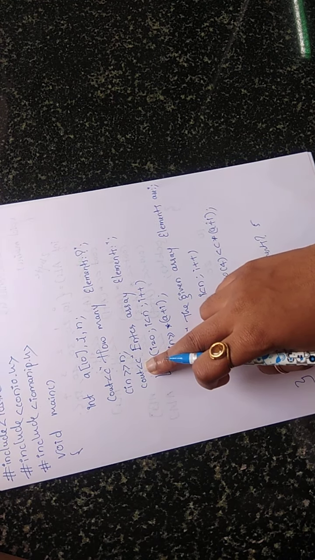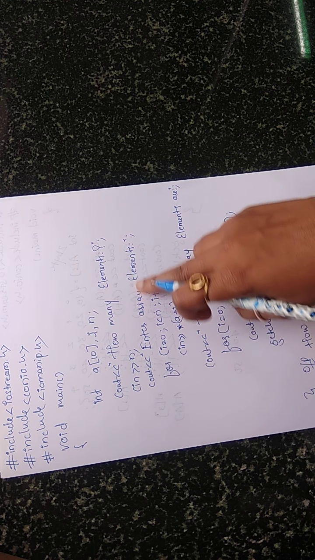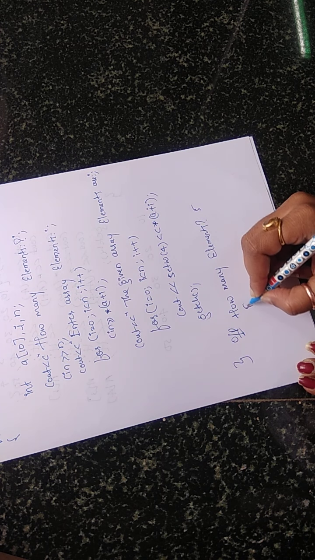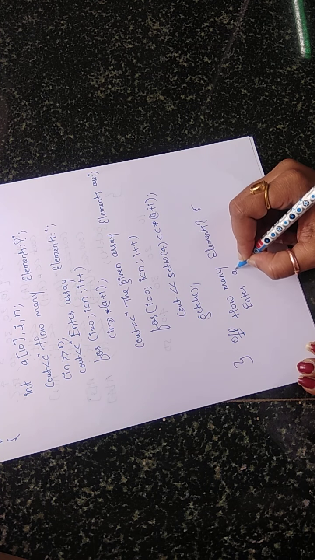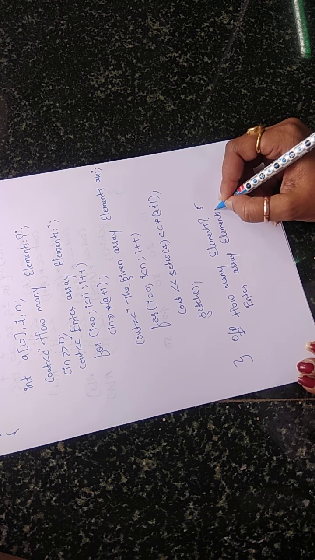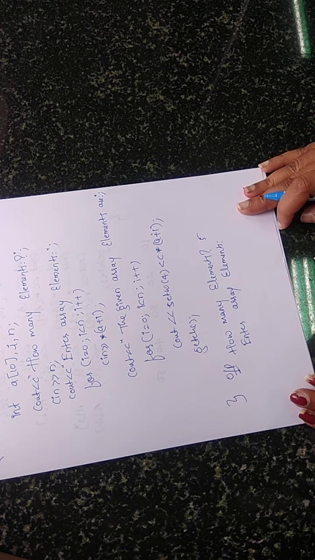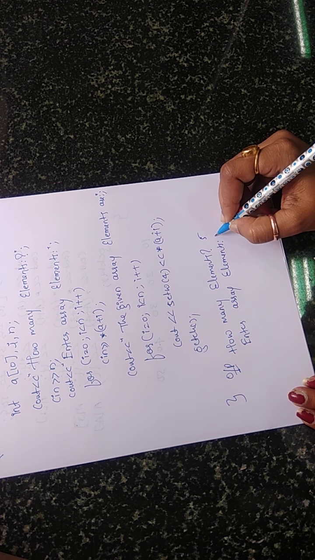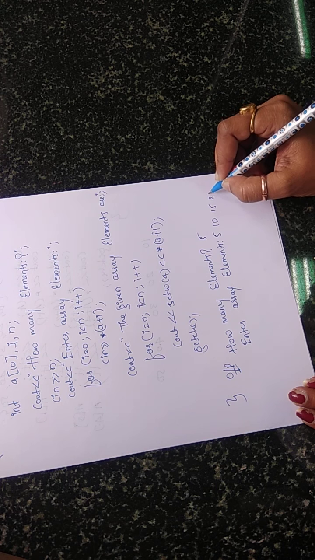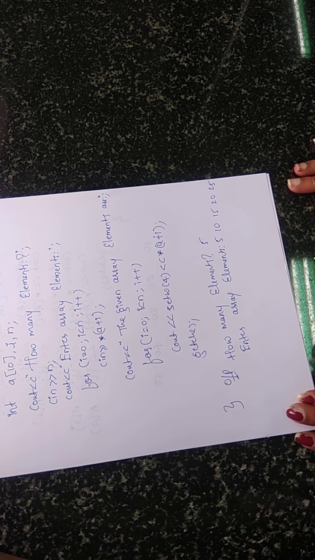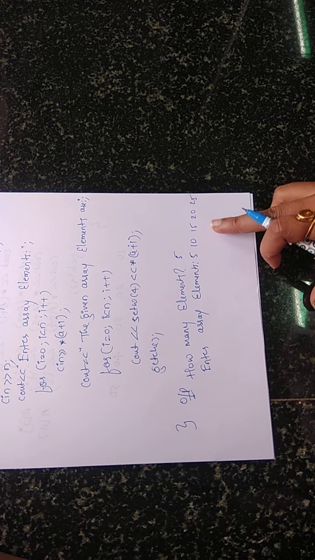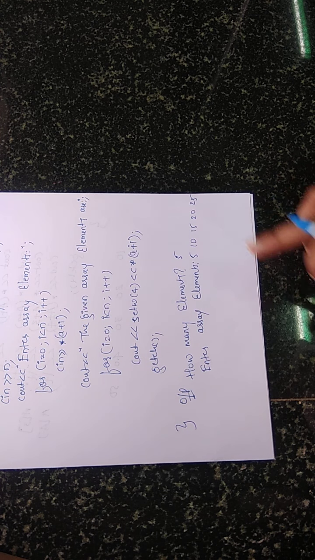Now coming to the next line, it is cout enter array elements. Again, this message will be printed: enter array elements. So the values which you want, you have to go on entering. I'll enter 5 elements: 5, 10, 15, 20 and 25. So the array elements we are storing are 5, 10, 15, 20 and 25.